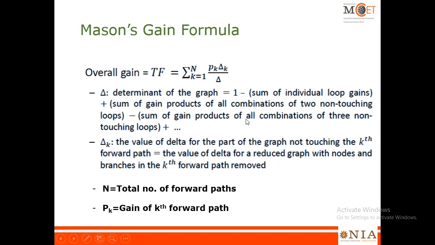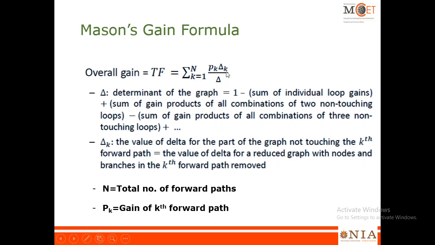If you are finding two sets like that, one set of three loops not touching each other, another set of three loops which are not touching each other, then you get two sets. When you get two sets, then you will have two terms. One will be the gain product of the first set and another will be the gain product of the second set. Those two have to be summed and supplied here. So when you do problems, you will feel comfortable. As of now you just know this formula. So that is delta and it has to be supplied in the denominator.